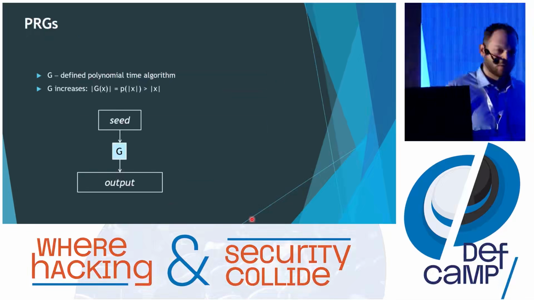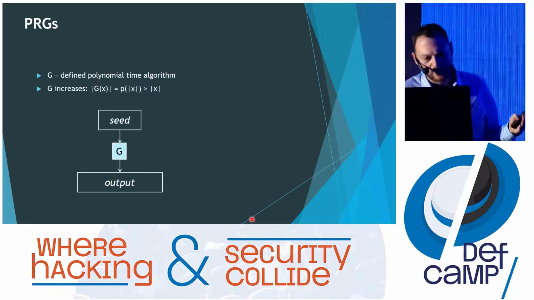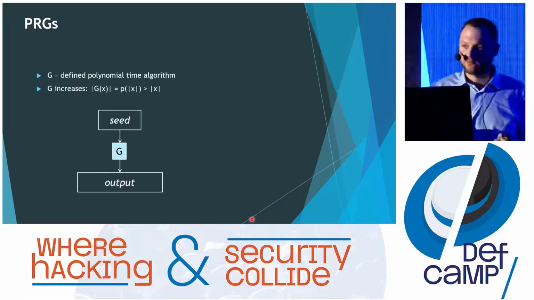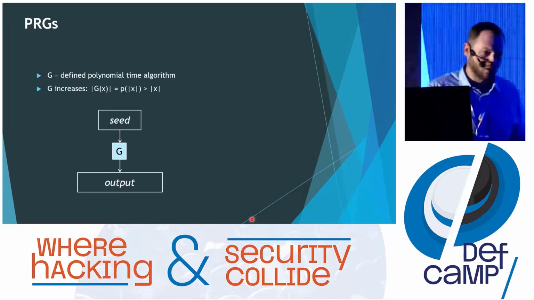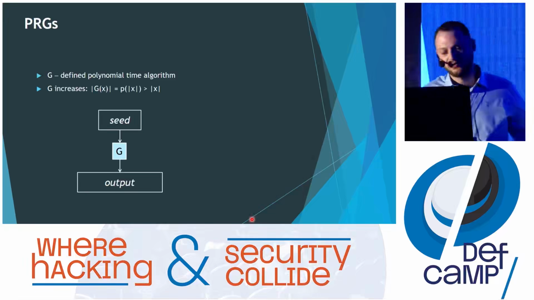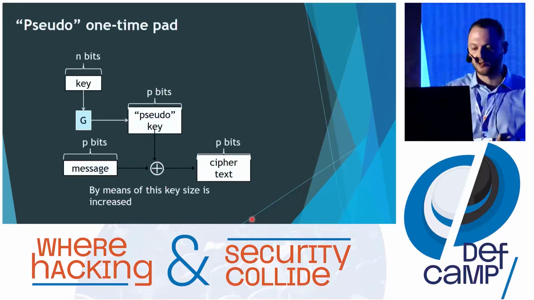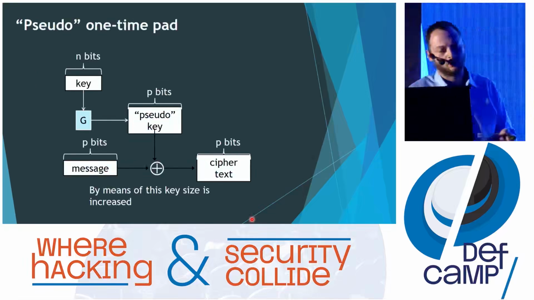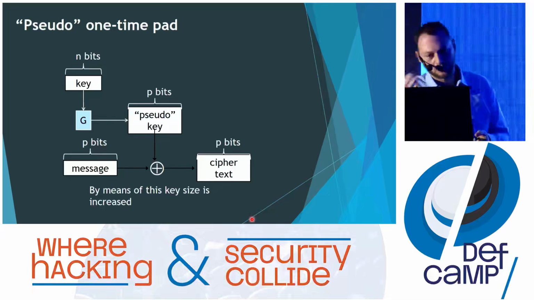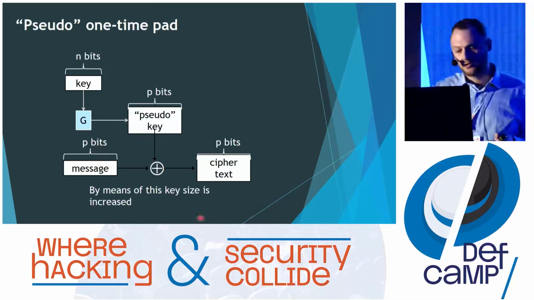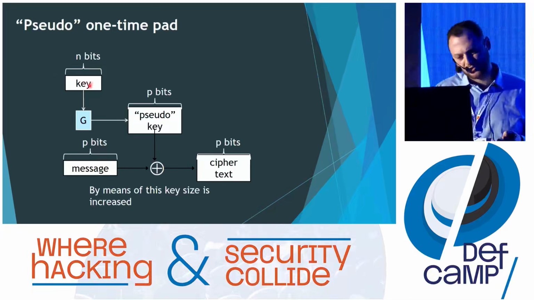Okay, as we said, the key must be really big. For this we have pseudo-random number generators. How do they work? They take a little seed and afterwards enlarge it into a big output. This pseudo-random number generator, I will call it PRNG, can be used in one-time pad.